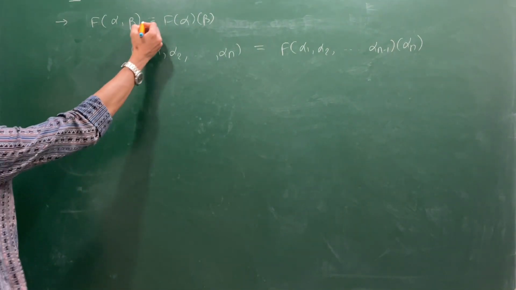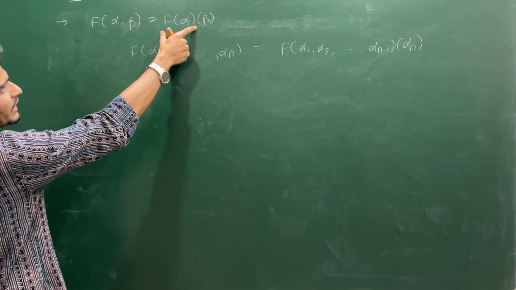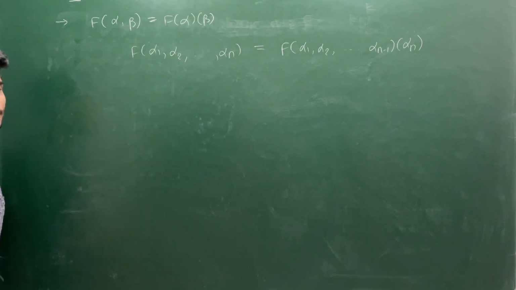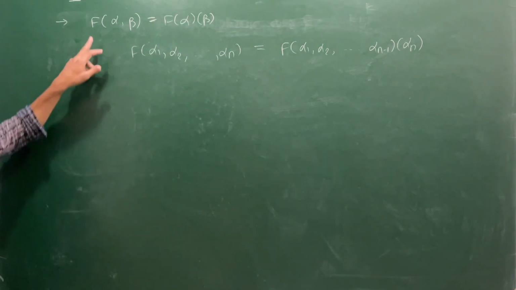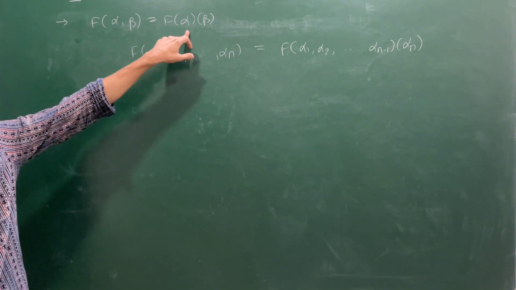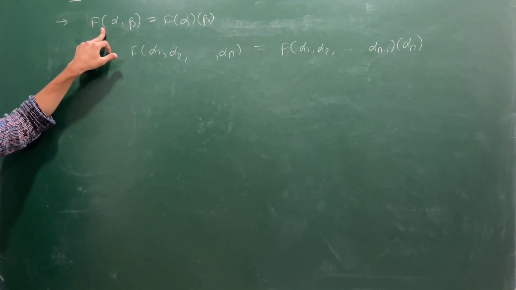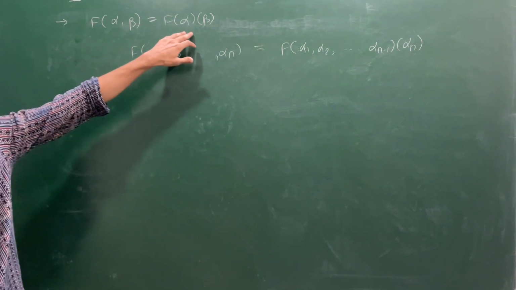Let's see the other way around. You are saying the field generated by beta over F(alpha), but F(alpha) is already present here, because F(alpha) is the smallest field containing F and alpha. Here F is present, alpha is present, beta is also present. So this structure is already here.